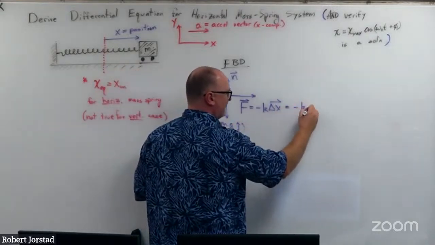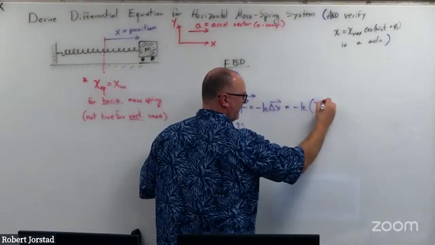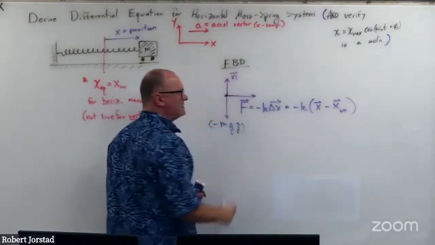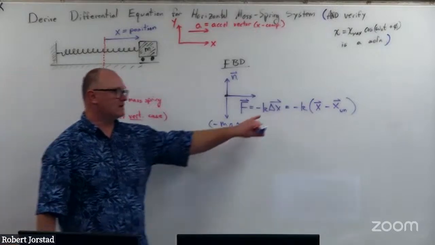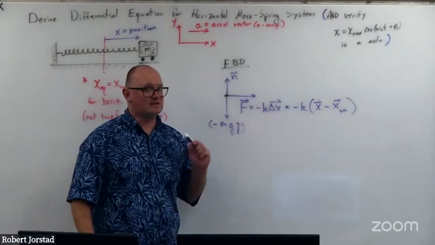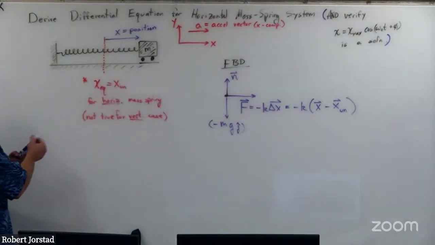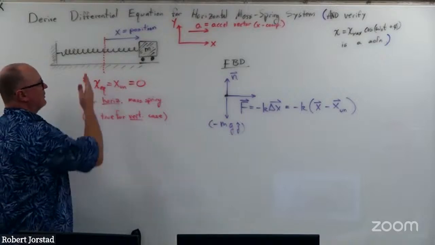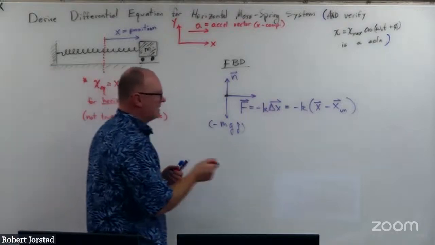This is negative k times the x vector minus x unstretched. You always use unstretched in the force equation. That's true whether it's horizontal or vertical. What's special is in a horizontal problem, we can set this position equal to 0 because for a horizontal, the equilibrium and unstretched are the same. We can then drop this out.